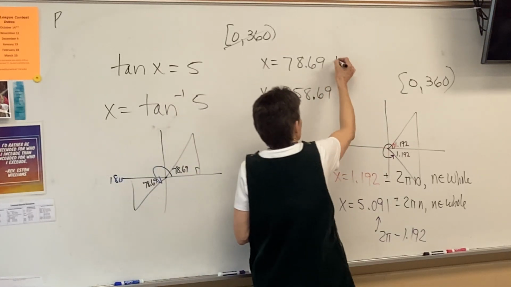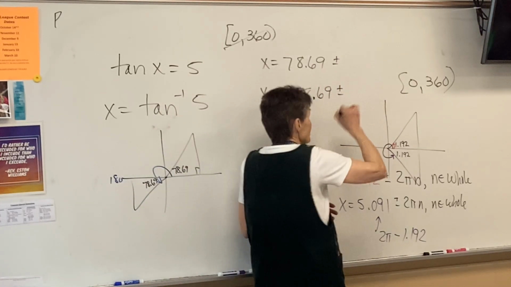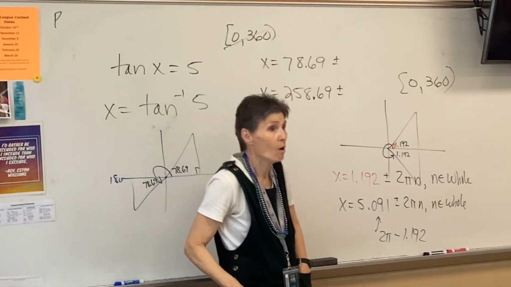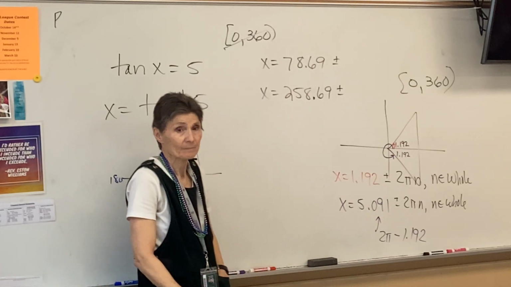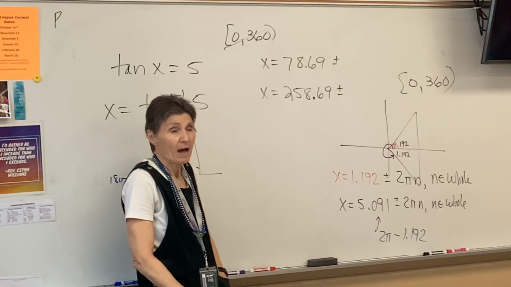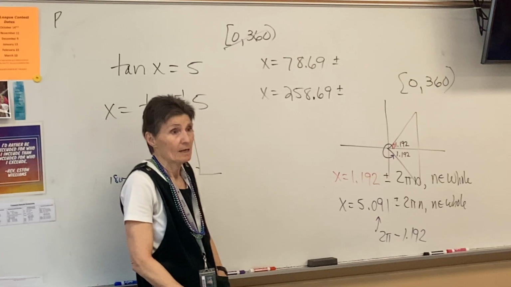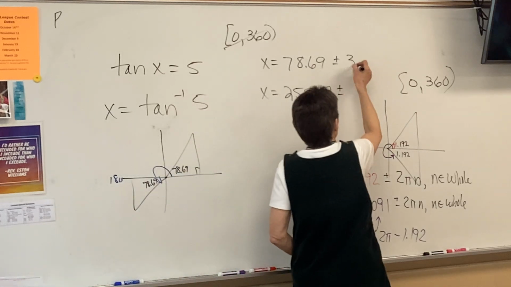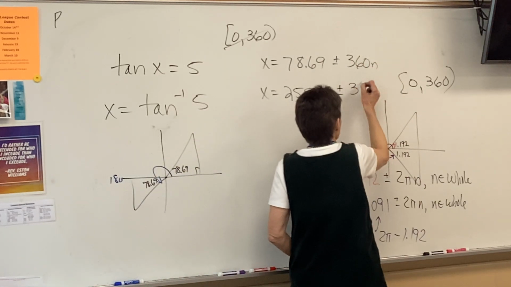So I have to take these and add or subtract revolutions. In other words, find all the coterminals. Okay? How do I do that in degrees? I add plus or minus multiples of 360.